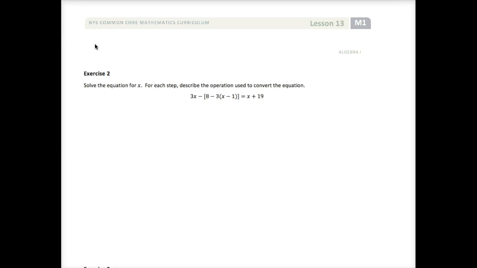Module 1, Lesson 13, Exercise 2. Solve the equation for x, and then the dreaded equation, one that makes no sense at all. There's just too much here to do.